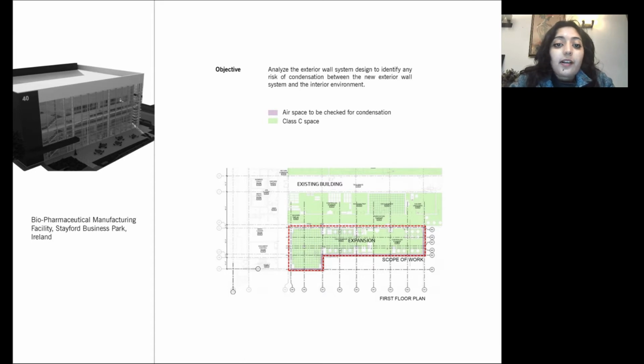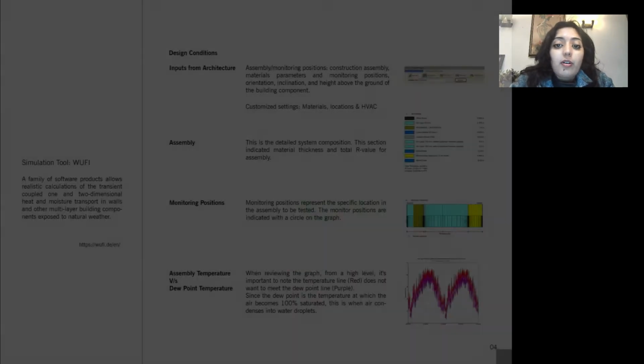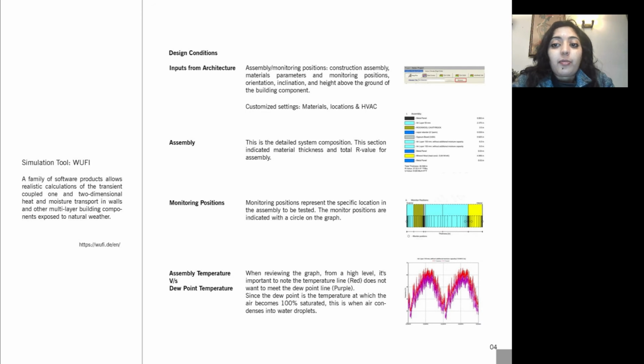To test this building envelope, I used a software called WUFI. It is a German software to calculate 1 and 2 dimensional heat and moisture transport in walls and other multi-layer building components exposed to natural weather. We have one license in Jacobs and anyone can remote access into the system. So first, I understood the conditions of design.